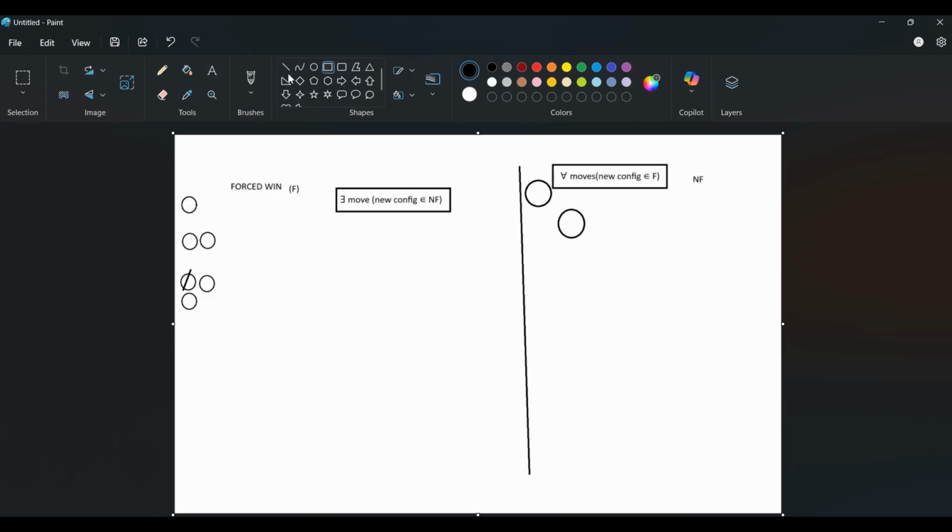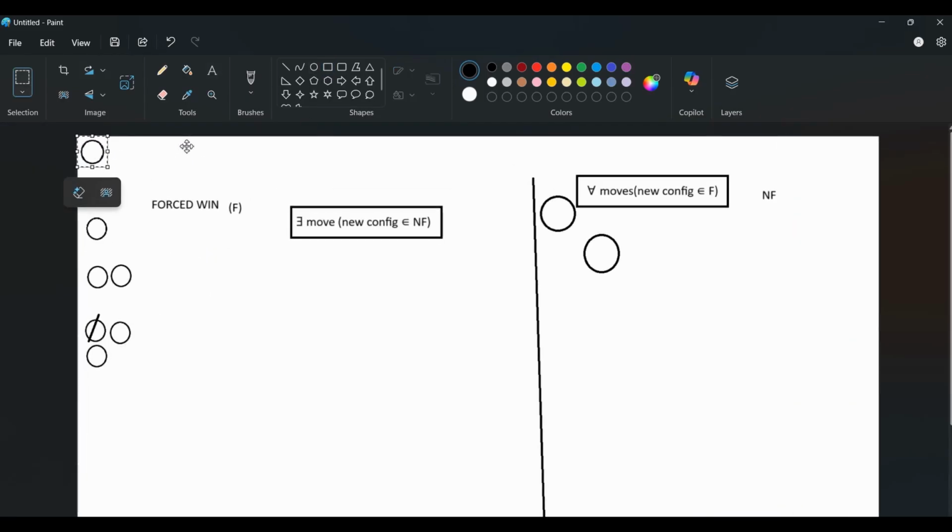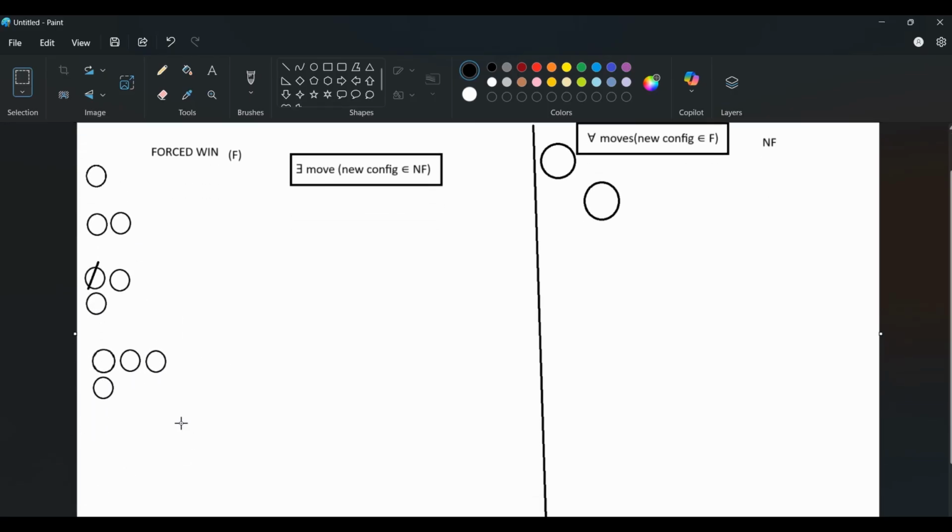Let's analyze another configuration. So does this belong to F or NF?